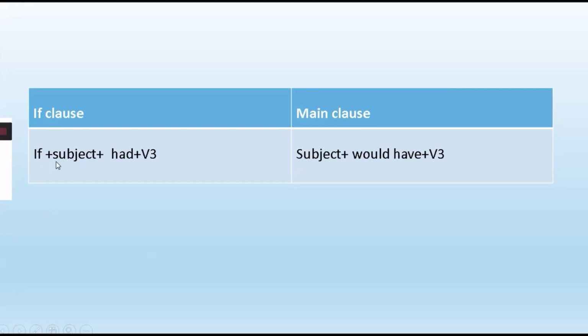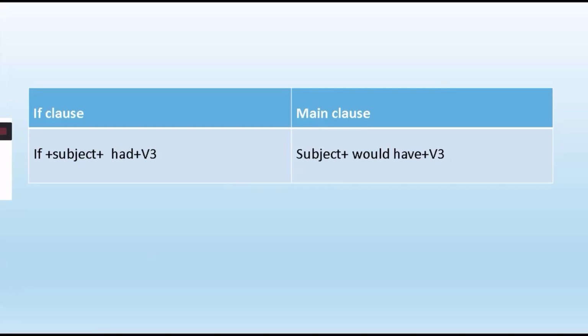Then the form is given to you in here. We use subject, if followed by the subject, then had. So had is part of the structure. Then you use the verb 3. In the main clause we use subject, then would have as one chunk, use them as one chunk so you don't forget any part of them. Then verb 3. Okay, so that's all for today.